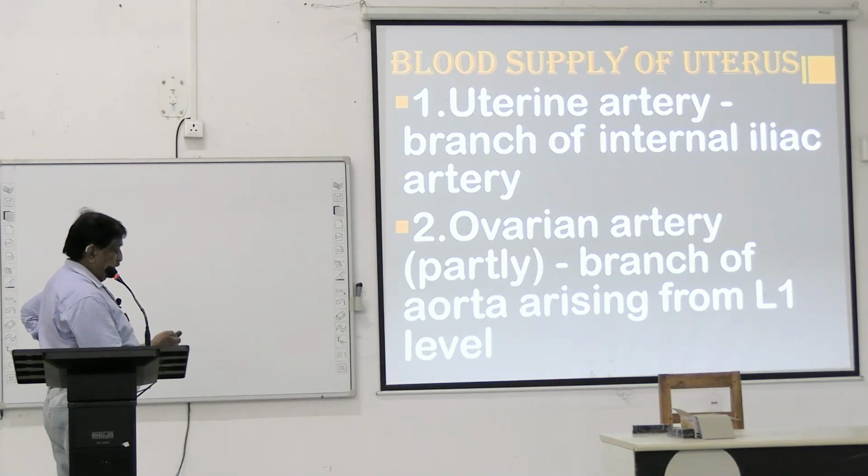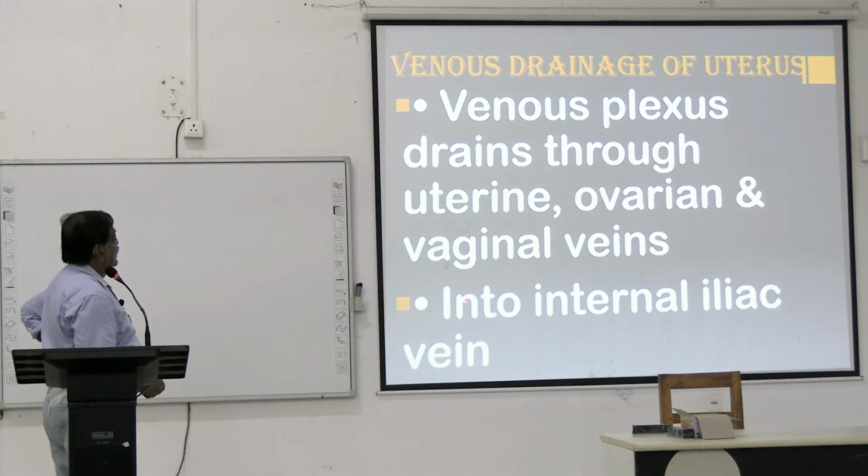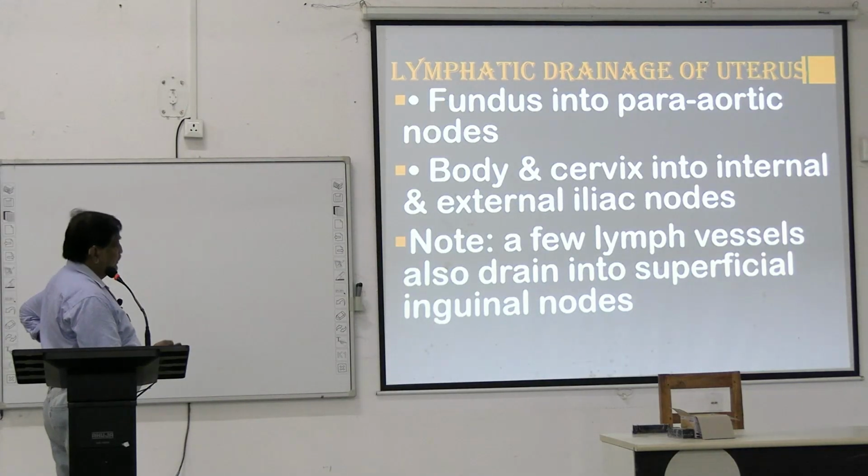Now, the blood supply of the uterus is the uterine artery, a branch of the internal iliac artery. The ovarian artery is partly a branch of the aorta, arising at the L1 level. Venous plexus of the uterus: the venous plexus drains through the uterine, ovarian and vaginal veins into the internal iliac vein. Lymphatic drainage of the uterus: the fundus drains into the para-aortic nodes, the body and cervix into the external iliac nodes. Note that a few lymph vessels also drain into the superficial inguinal nodes.